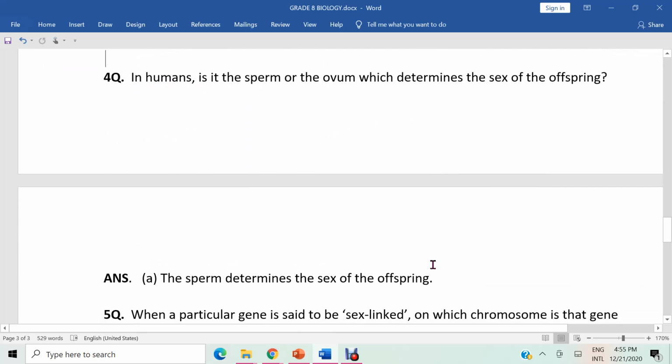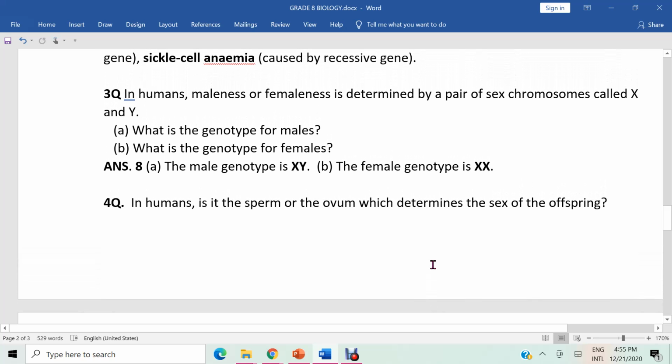Question number 3. In humans, maleness or femaleness is determined by a pair of sex chromosomes called X and Y. What is the genotype for males? What is the genotype for females? Yes. The genotype for male is capital X and capital Y, XY, and the genotype for female is XX. So the male genotype is XY and the female genotype is XX.